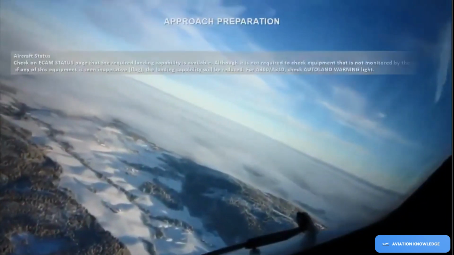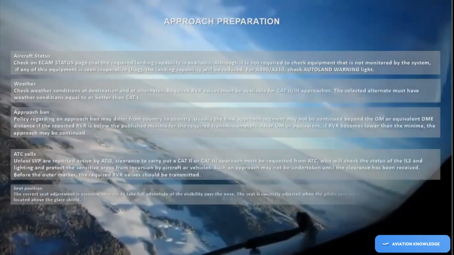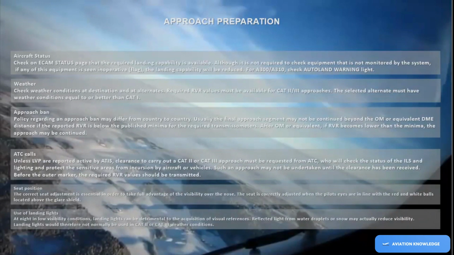Approach preparation. Aircraft status: check on the ECAM status page that the required landing capability is available. Although it is not required to check equipment that is not monitored by the system, if any of this equipment is seen inoperative, flag. The landing capability will be reduced. For A300/A310, check auto land warning light.